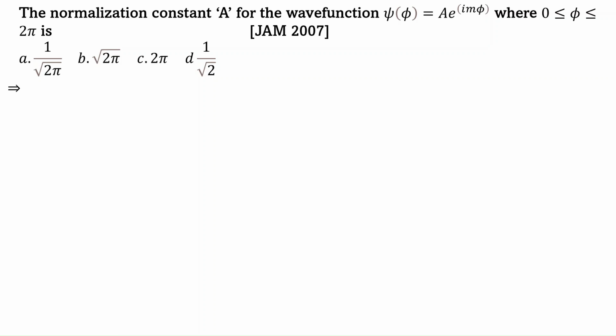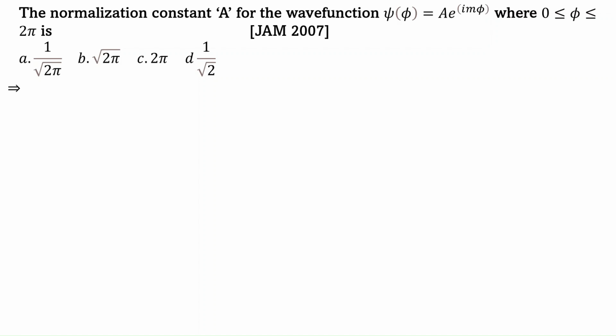In today's video, we will solve some IIT JAM previous year questions from quantum mechanics and atomic structure. So here is a question from JAM 2007. The question asks for the normalization constant A for the wave function psi(phi) = A e^(i m phi), where the limit of angle phi is 0 to 2 pi. Here we are given four options. We have to find the correct one.